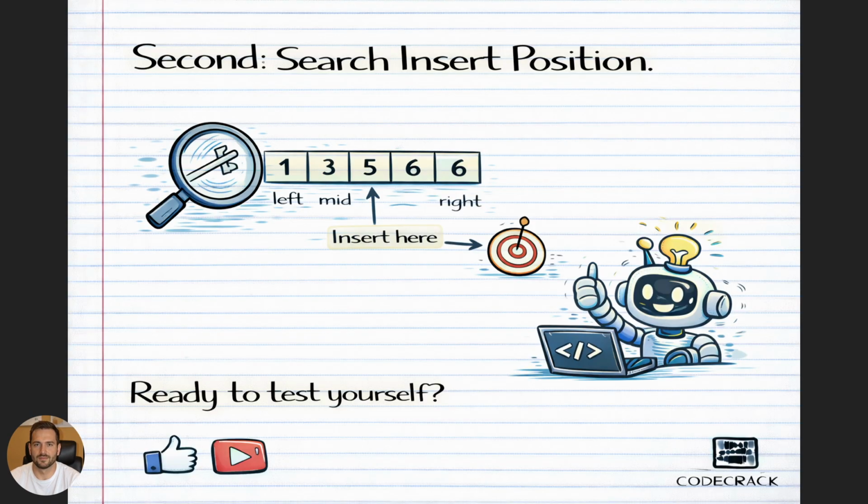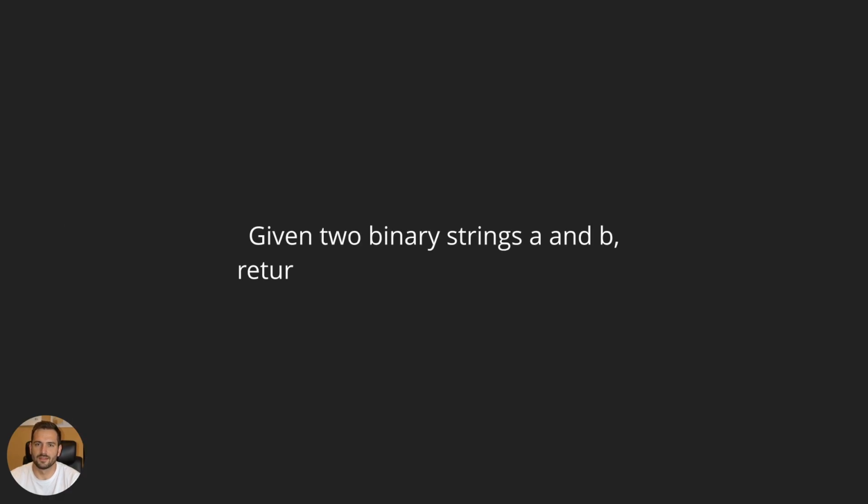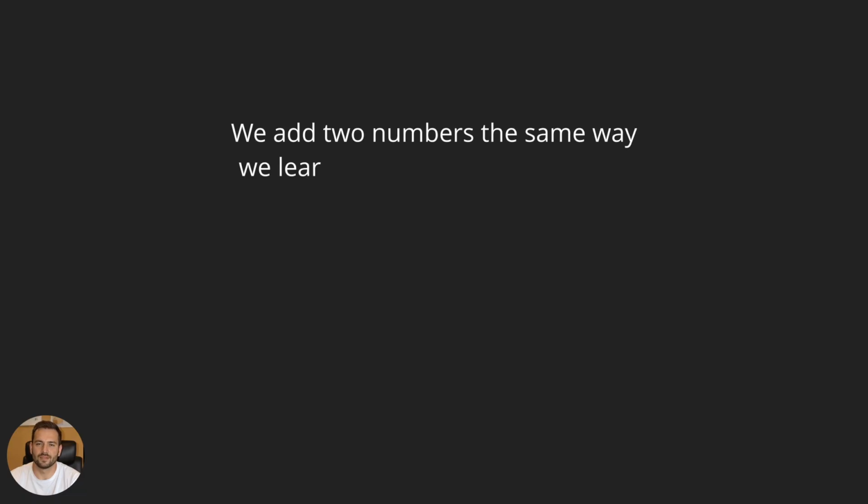Let's start with the problem. Given two binary strings a and b, return their sum as a binary string. Let's rephrase it in plain English for better understanding.